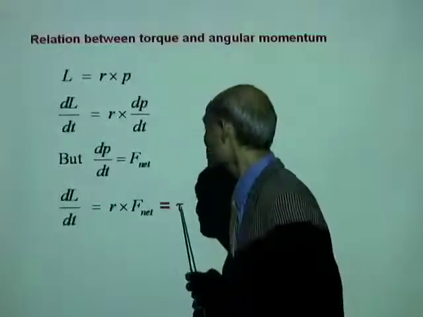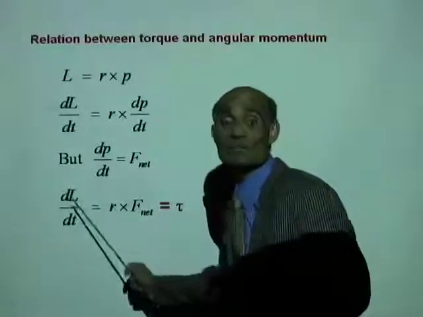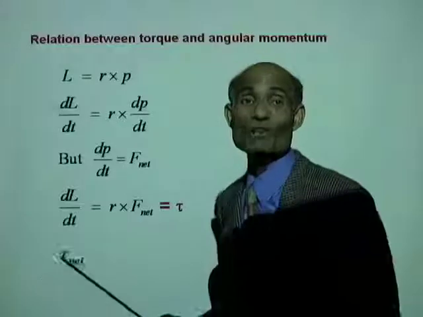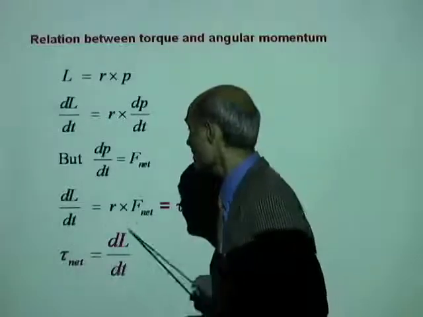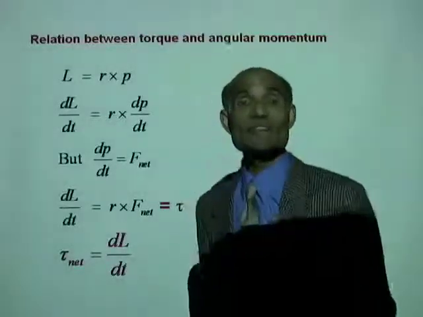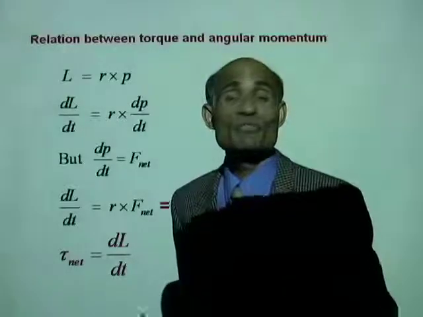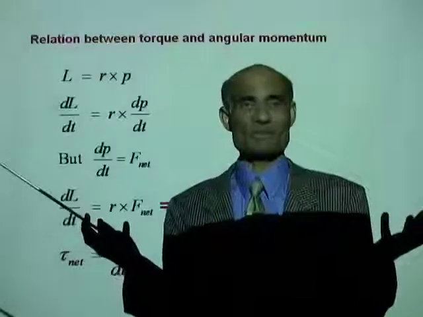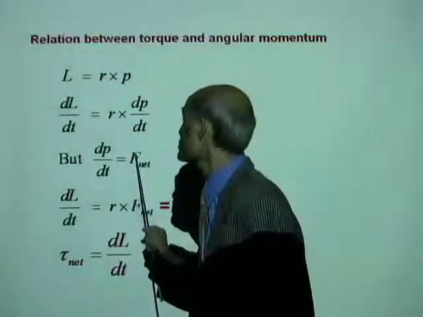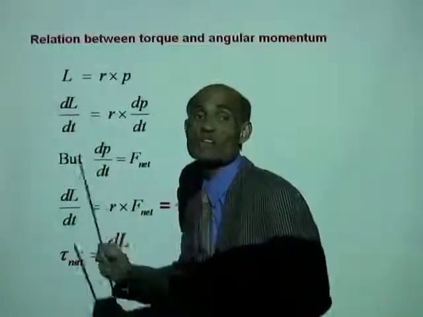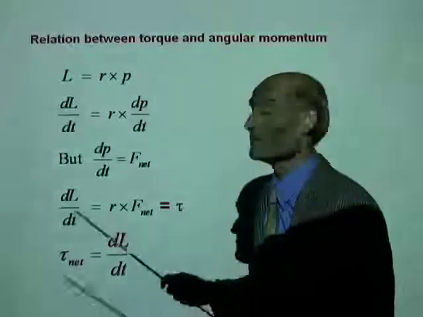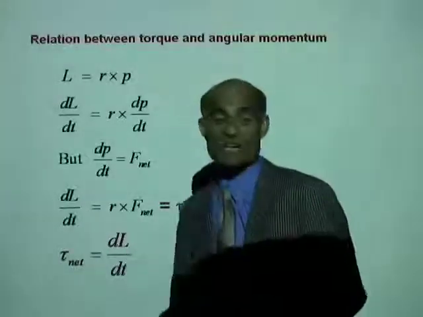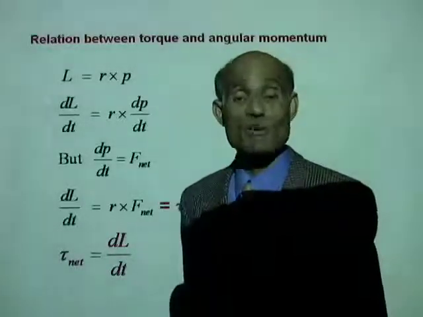And therefore, what do you see? Tau equal to dL over dt. Isn't that what we were looking for? Net torque is the rate of change of angular momentum. See how beautiful. The net force is the rate of change of linear momentum. The net torque is the rate of change of angular momentum. All right.